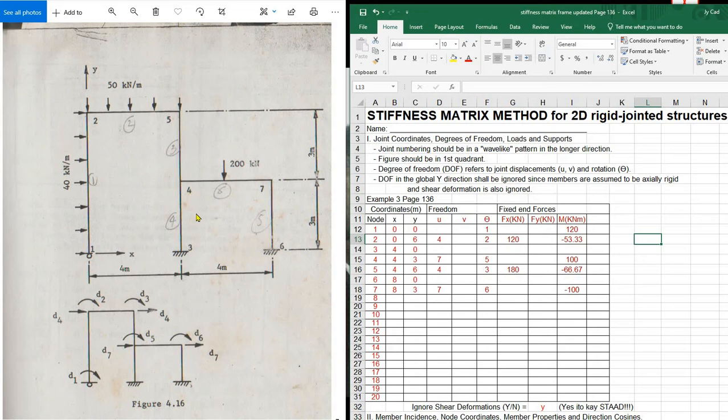Then node 5, you have 4, 6. And then at node 6, you have 8, 0. Node 7, you have 8, 3.